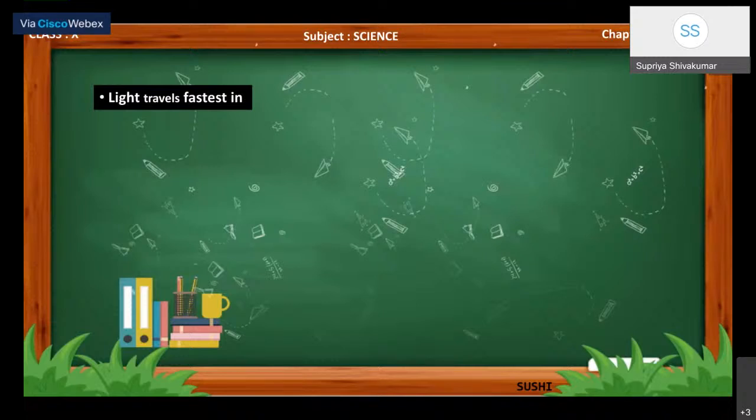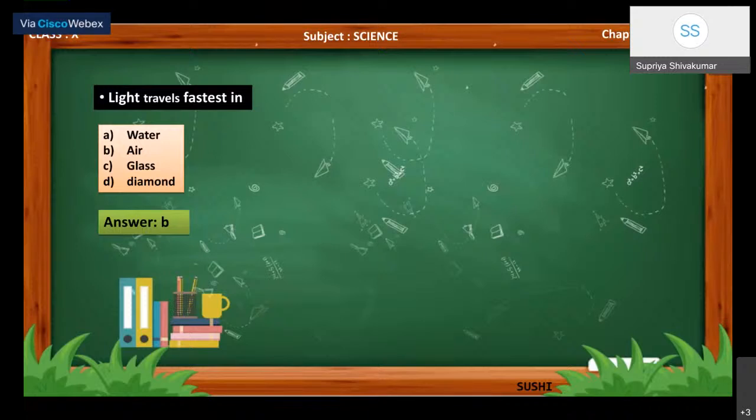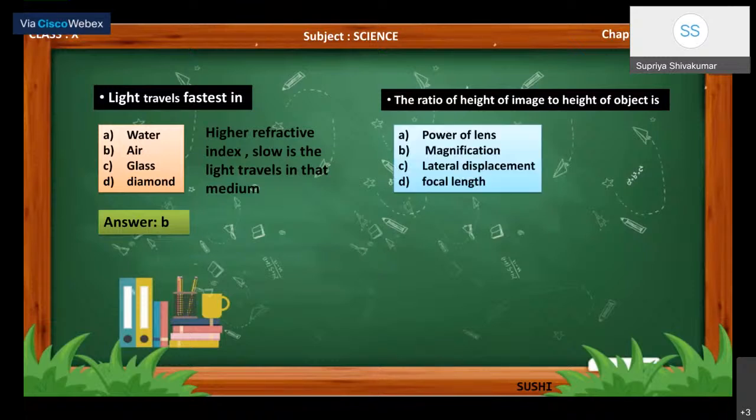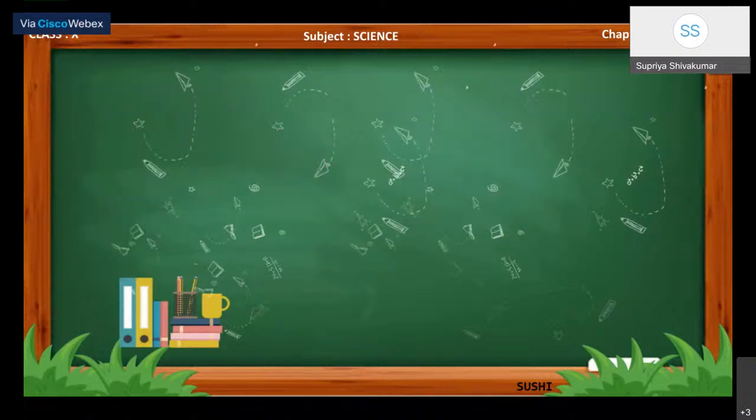Yes, light travels fastest in? Vacuum. Same as the option, option B. Yes, okay. So it is in air. So the answer is option B. Next, the ratio of height of image to the height of object is magnification. Yes. Magnification. Very good. Next.